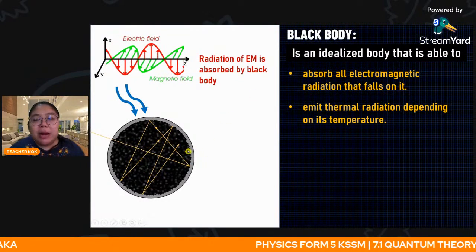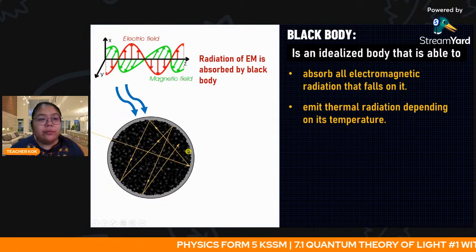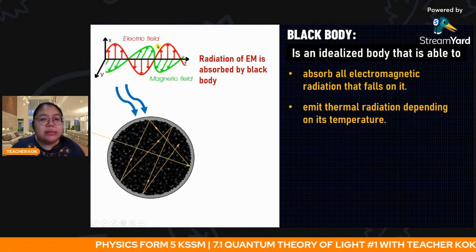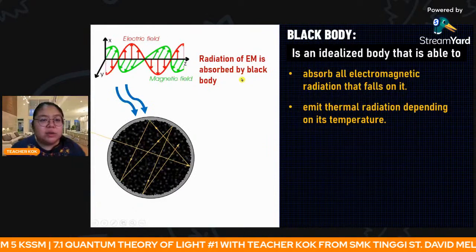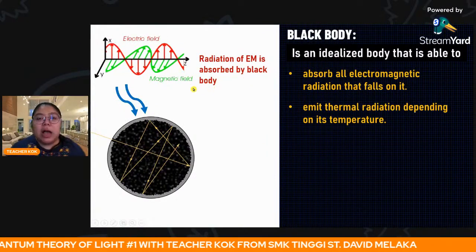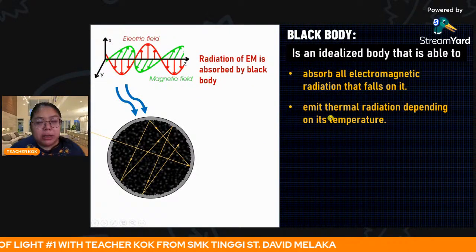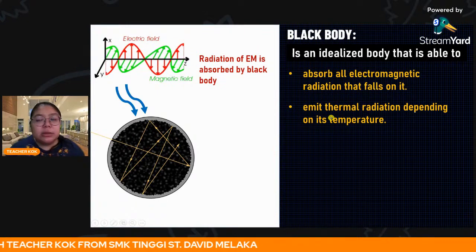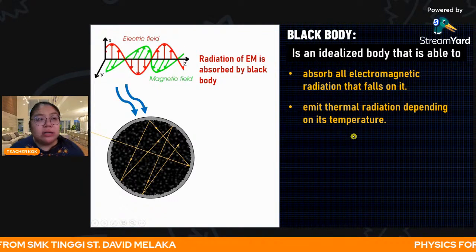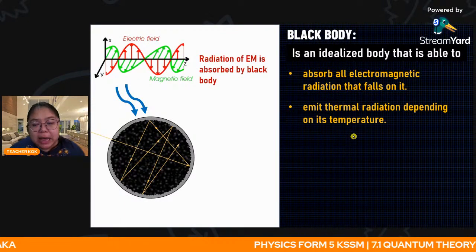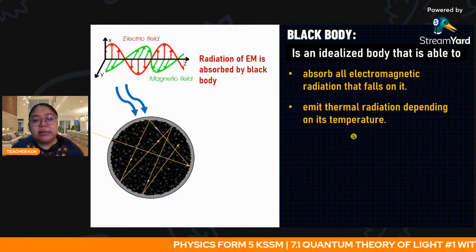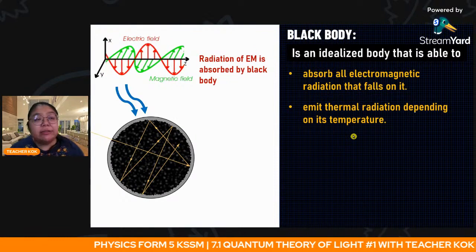So that means the black body will absorb. In the diagram you can see this is an EM wave, radiation of the EM, and it is absorbed by the black body. So after absorbing, what happened? They will emit, they will produce thermal radiation depending on the temperature. So after absorbing the EM, they will release the thermal, the heat radiation.